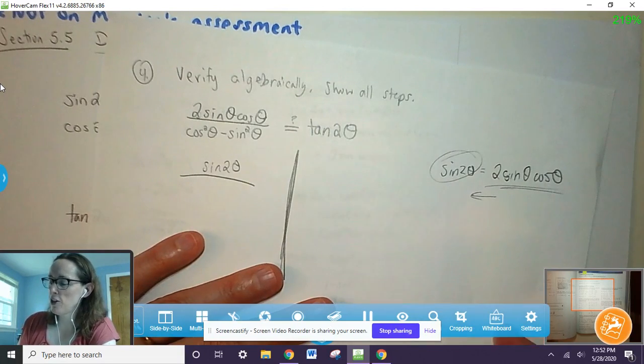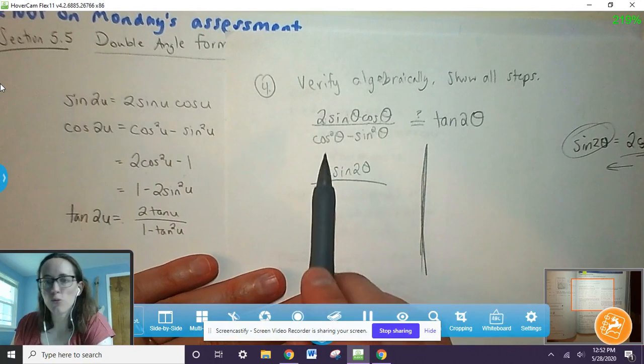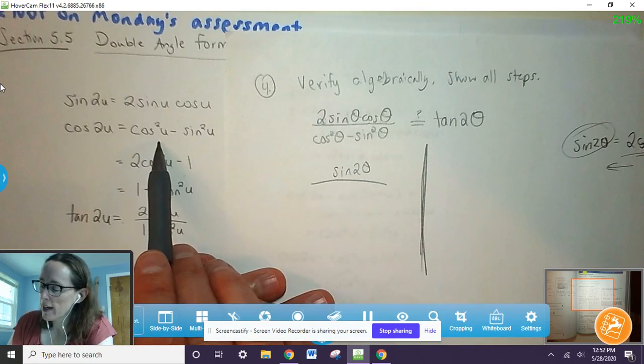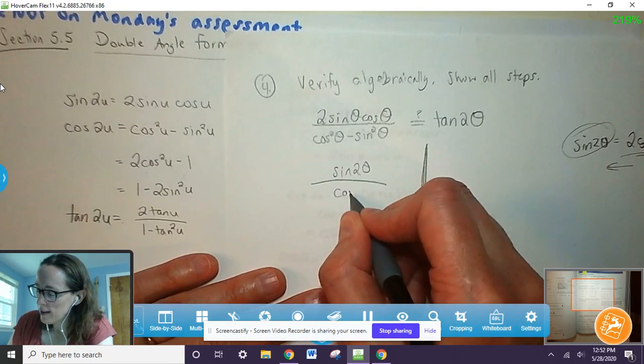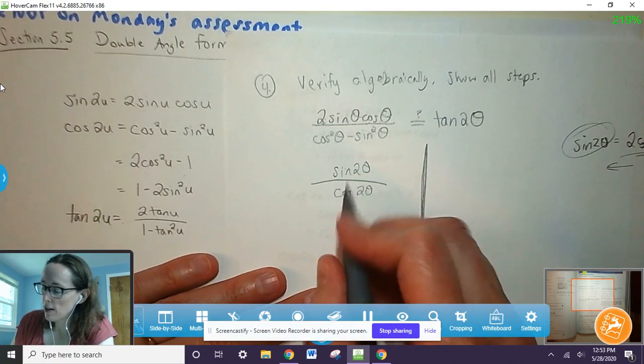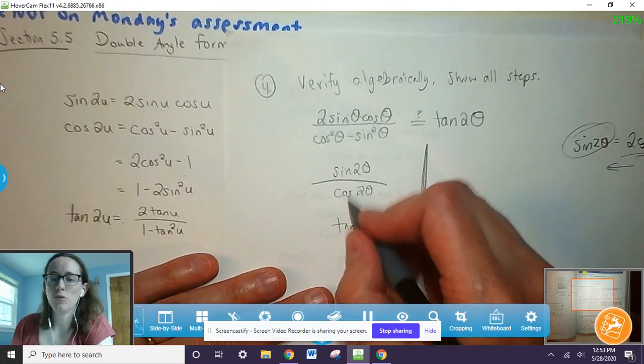And that's going to be a good way to go here, because similarly, if we look on the bottom, we have cosine squared minus sine squared. That's not 1. That's not the Pythagorean identity. That's this double angle formula. So I can replace that with cosine 2 theta. And now we have sine over cosine of the same angle. So using our quotient identity, we can replace this with tangent 2 theta.